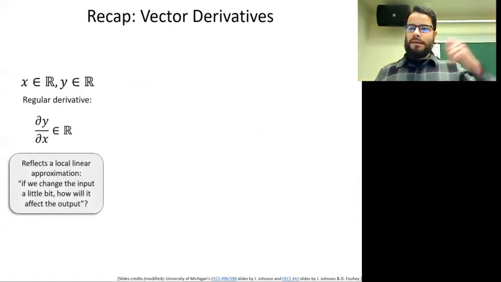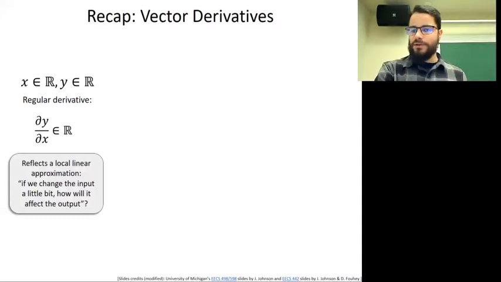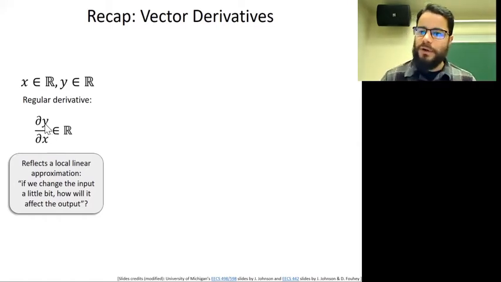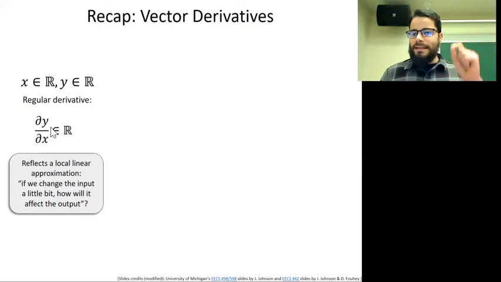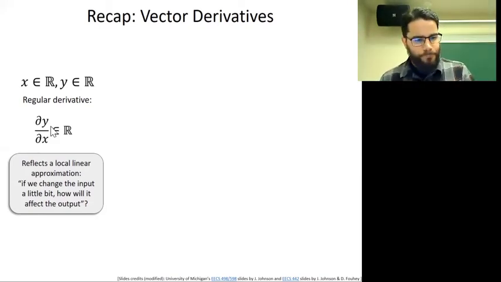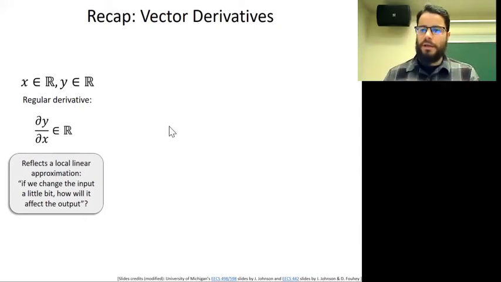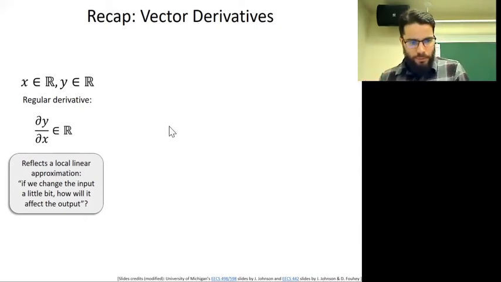Very good. So before we move on into an example where we have vectors as inputs, let's do a quick recap on the different types of derivations that we are going to work with. The simplest one is just considering that the 2 parameters involved are scalars. So let's say that we are calculating the derivative of y, a scalar, with respect to x, also a scalar. These are the examples that we were working with. We know that the dimensions of the output are also going to be 1, so it's also going to be a scalar. It reflects local linear approximation. It answers the question, if we change the input a little bit, how will it affect the output?